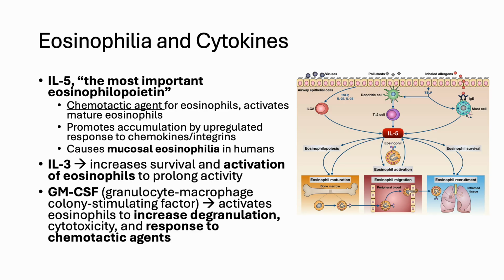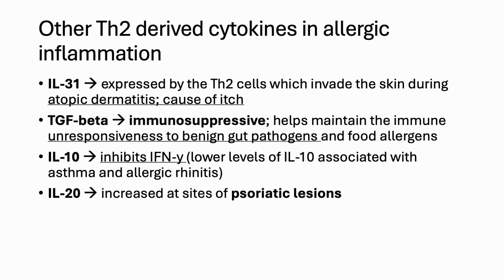Another thing that I want to talk about is GM-CSF. It stands for granulocyte macrophage colony stimulating factor. So this is going to be another cytokine which activates eosinophils and causes them to increase their degranulation abilities, increase their responsiveness to chemotactic agents. So this is a really common trend in allergic inflammation, is that a lot of these cytokines might not have a direct inflammatory function, but their function is to really take these cells and prime them so that they're way more active or they're overactive in response to typical stimuli.